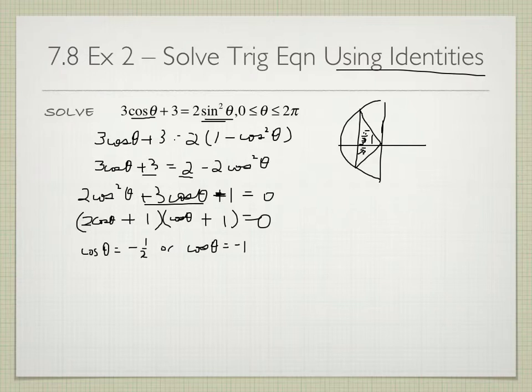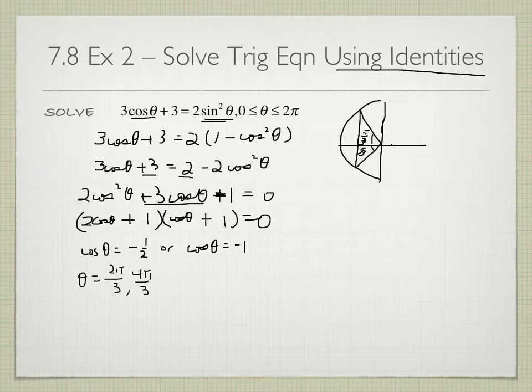Pi thirds here as well. So let's record what that is. It's going to be 2 pi thirds, 2 pi over 3. So theta is equal to 2 pi over 3 and 4 pi over 3.